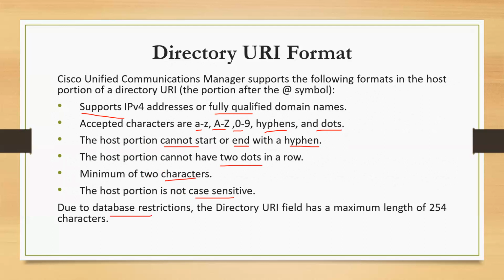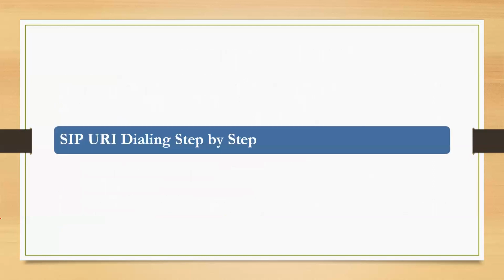And due to database restrictions, the directory URI field has a maximum of 254 characters, right? Then we have the next part, which is SIP URI dialing step by step. This is the most important part of this whole session: how you can configure it and what things you need to configure on your Call Manager. So I have added all the steps one by one.